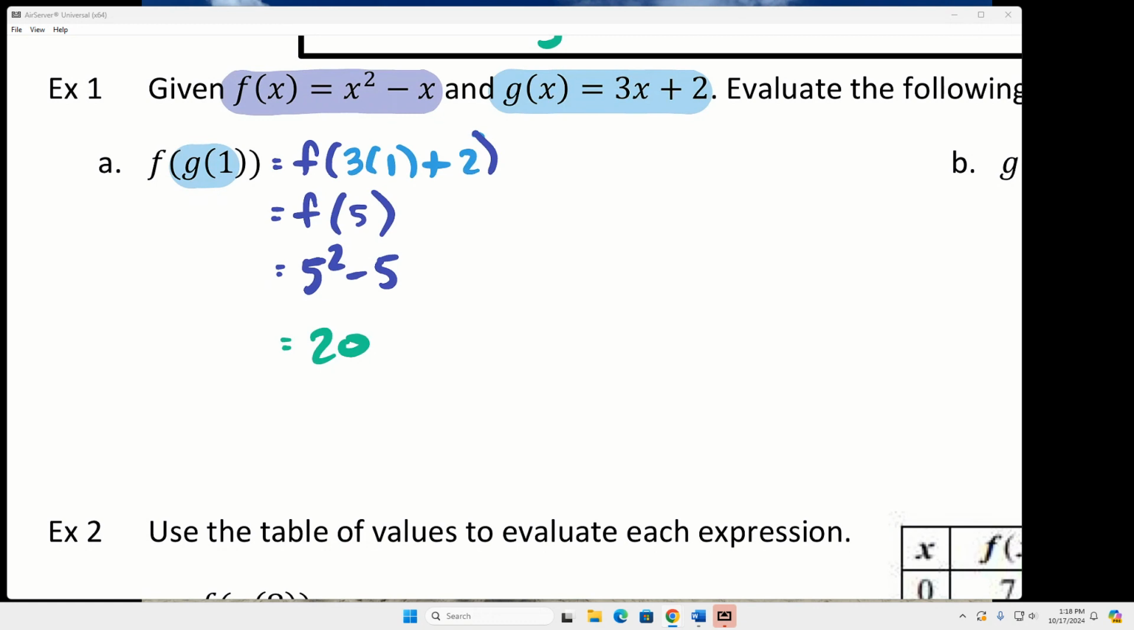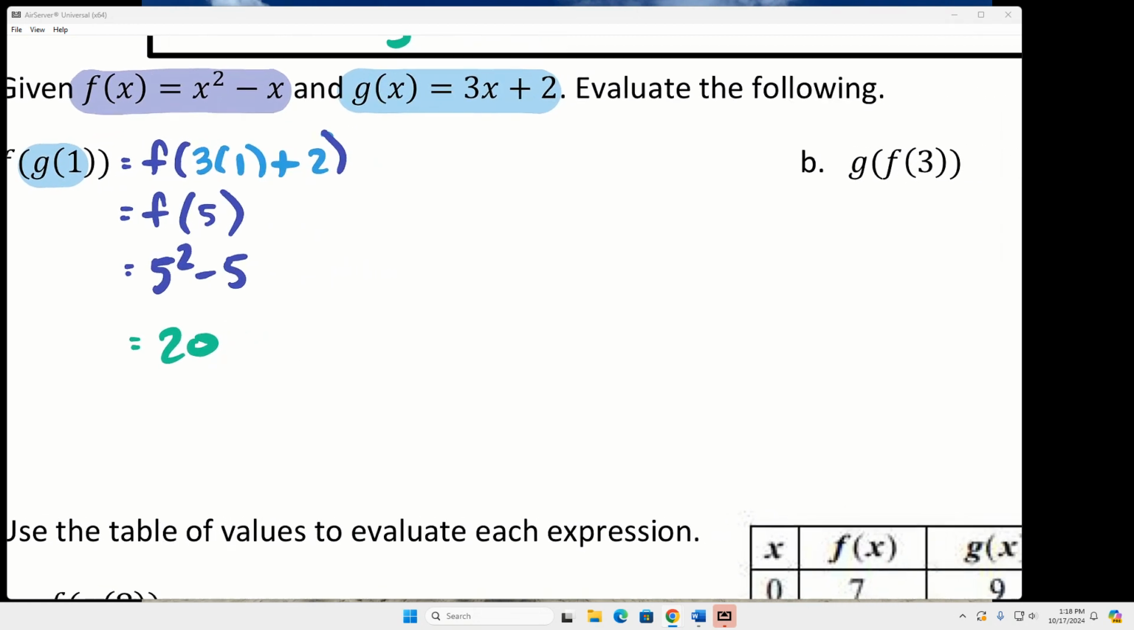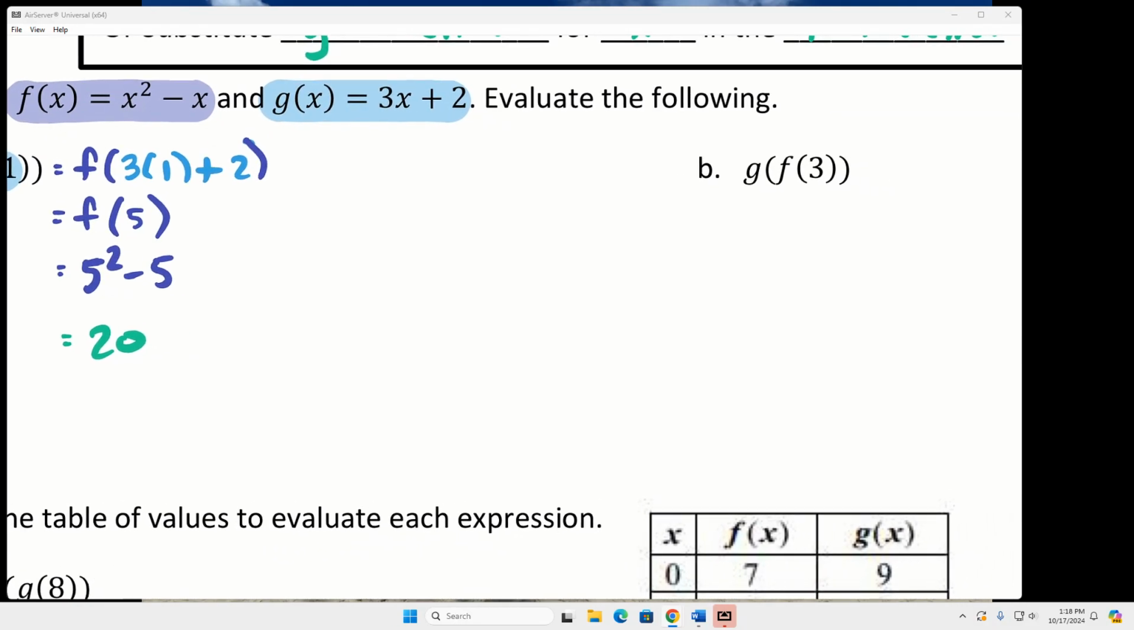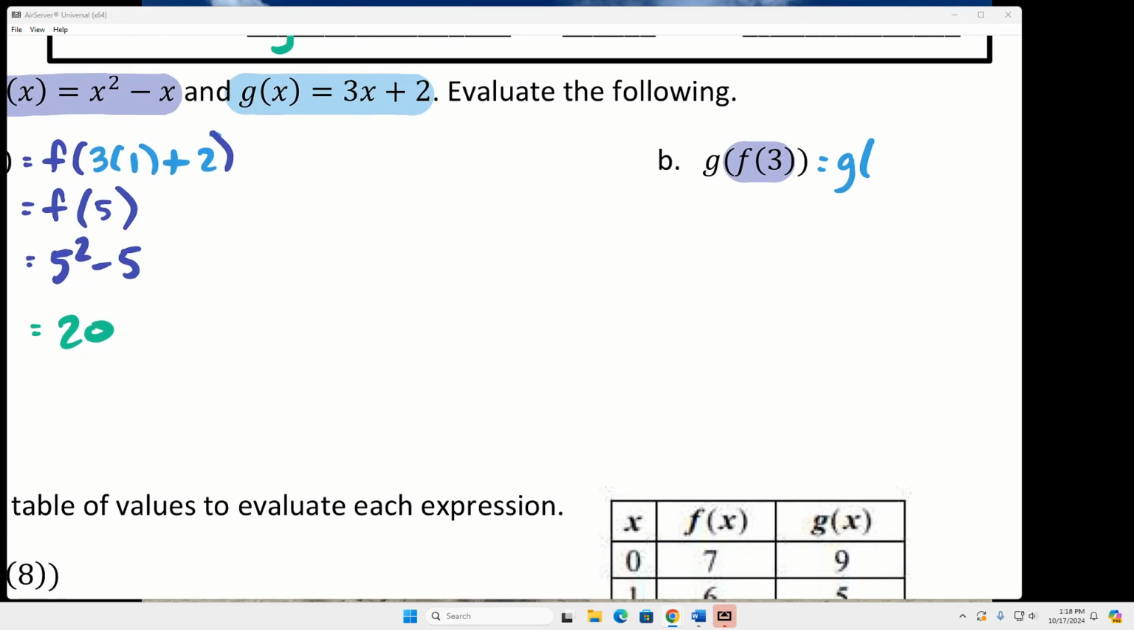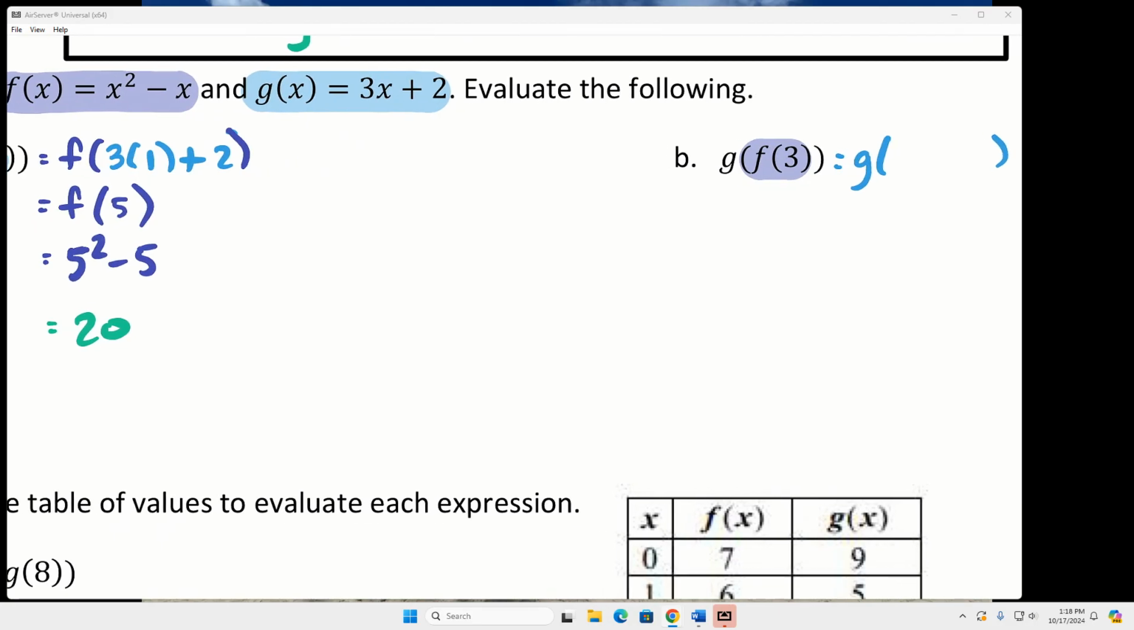All right, so for B, same thing. We're going to start on the inside. I'm going to change my highlighting. Start on the inside and work out. So this time G is going to hang out. And the first thing we're going to do is f of 3. So that means we go to the f function and replace x with 3. So it's going to be 3 squared minus 3.